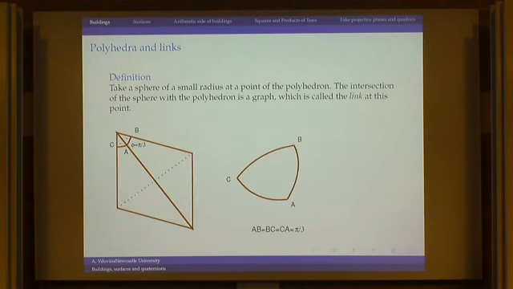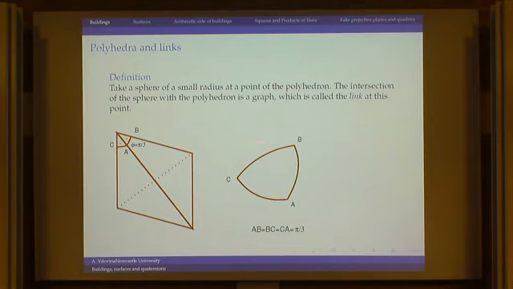Okay, now just a reminder of a link. You have your polyhedron and take a sphere with center in one of the vertices of this polyhedron, and then we look at the intersection of the polyhedron with the sphere. It will be a graph, and we will call it the link at this vertex. For example, here, of course, it's quite an easy example. If you just take a tetrahedron and look at this vertex, then the link is just a triangle.